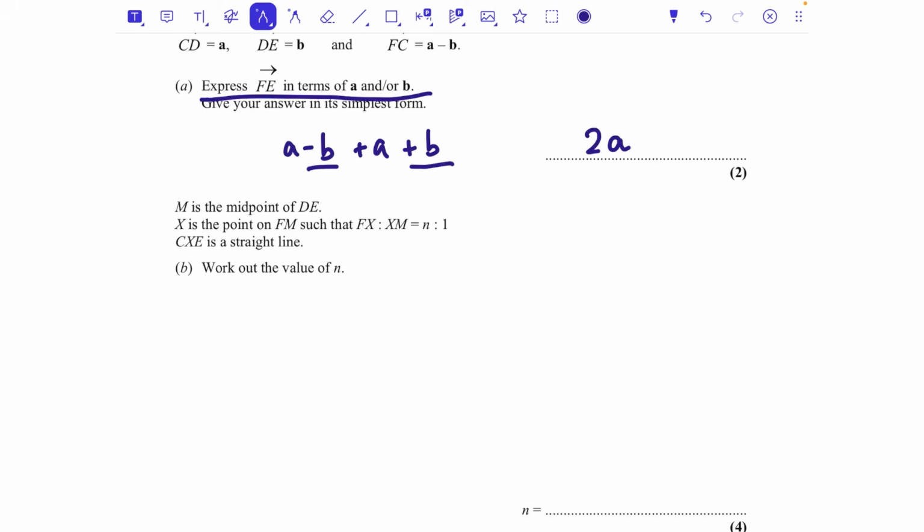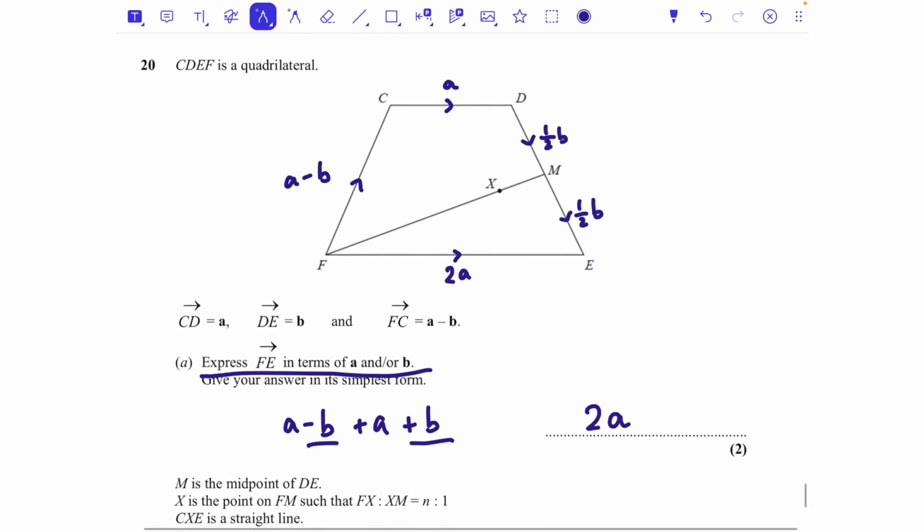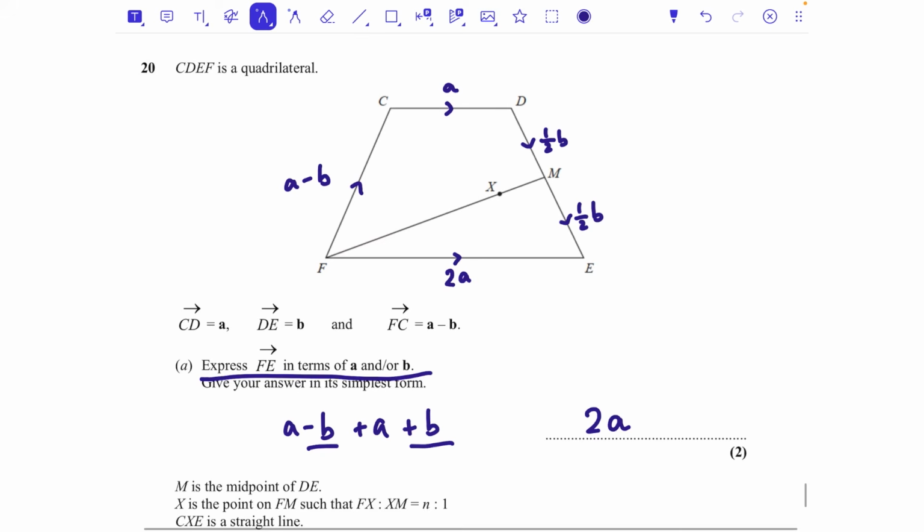Okay, M is the midpoint of DE, and X is the point on FM such that F to X, X to M is in the ratio N to 1. CXE is a straight line. Work out the value of N. So I'm just going to try and do it all up here without scrolling.